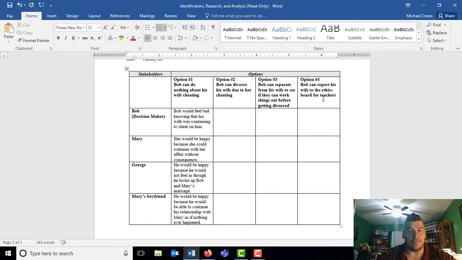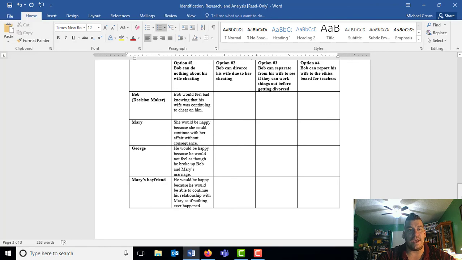I mean, one option somebody could do is blackmail somebody in a situation. May not be the best one, but it's an option they could take. So just keep that in mind. 4 unique options that Bob could take in this situation. Then what you do is you fill in how each person is affected by that option. So I did it for one option so you guys can see.